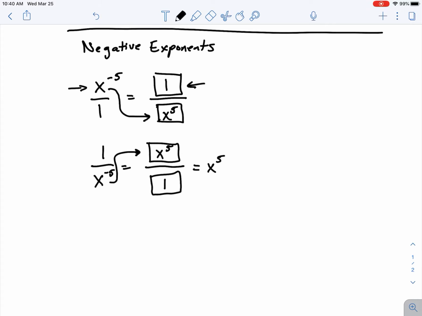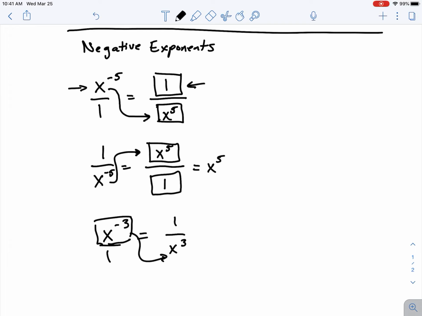So why don't you try this one? Turn that exponent positive. Okay, hopefully what you wrote is 1 over x cubed. So this exponent is negative. It's upstairs, so it goes downstairs and goes positive.